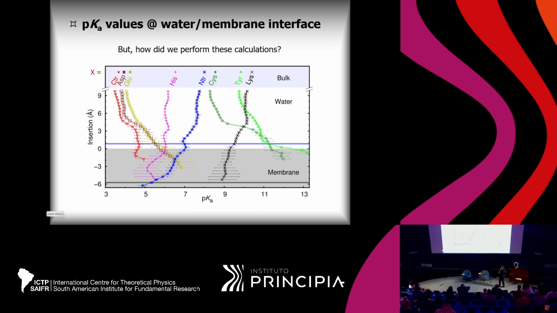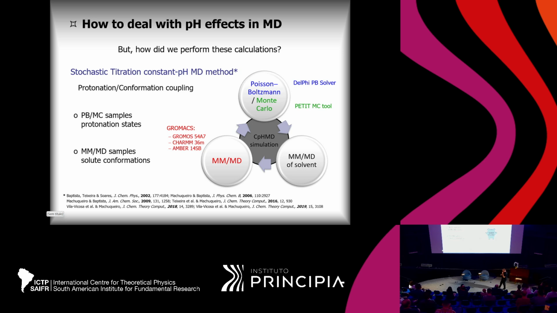So how did we do these calculations? This is the method that we can use. There are a lot of flavors nowadays of constant pH molecular dynamics. Most of you probably already know some of them. And the one that we developed in Lisbon is based on Antonio Batista's work. And I learned this when I was a postdoc there, like 20 years ago. I'm getting old. And this method is rather simple. I can describe it in a nutshell.